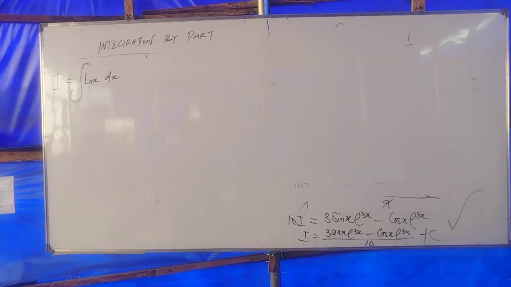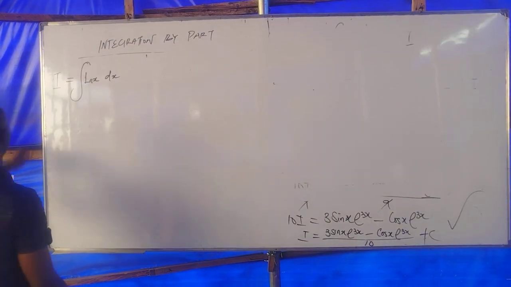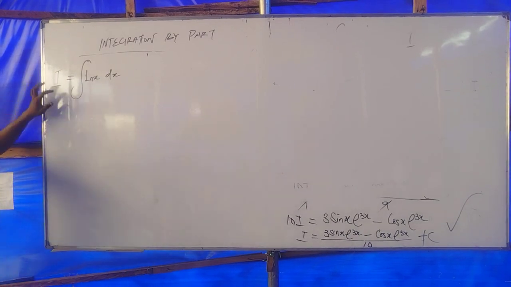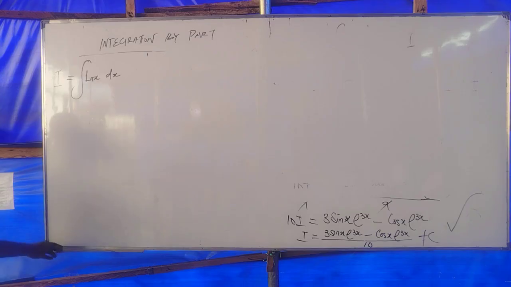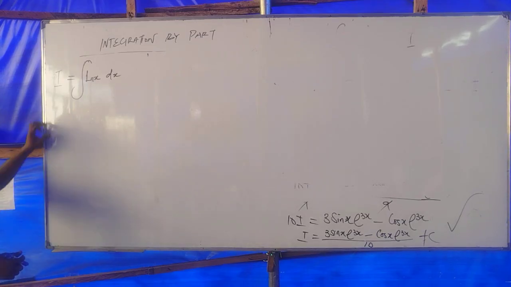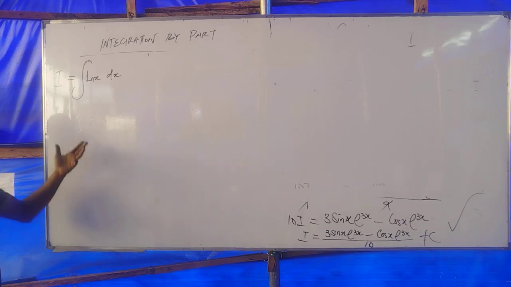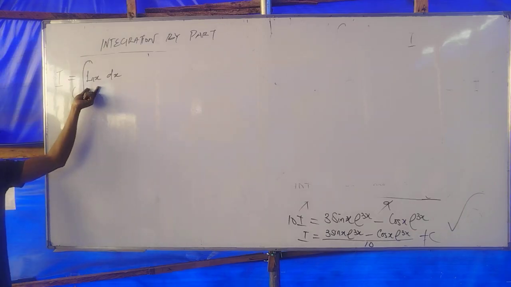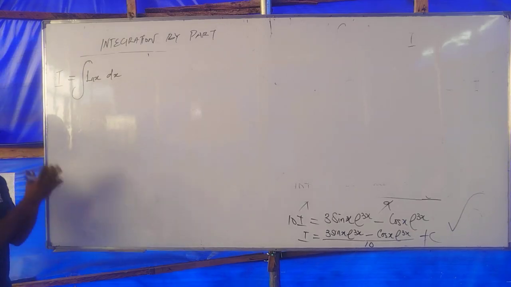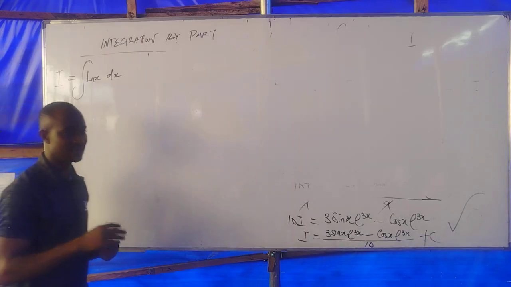Alright, the next example we have here is, if we are given I equals to the integral of ln x dx, you can pause the video and try it out yourself. But let's look at this example. I equals to the integral of ln x dx. If you look at it, we have just a single function, ln x. There's no direct integration for ln x.